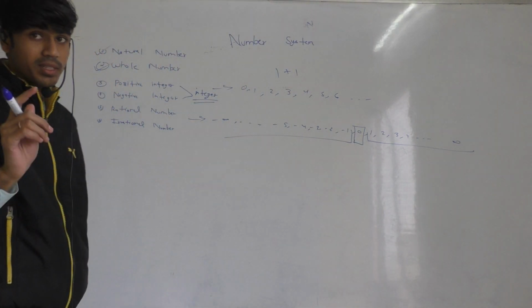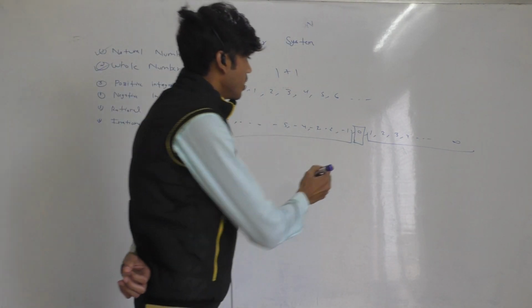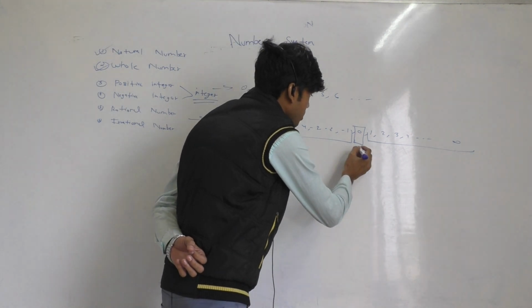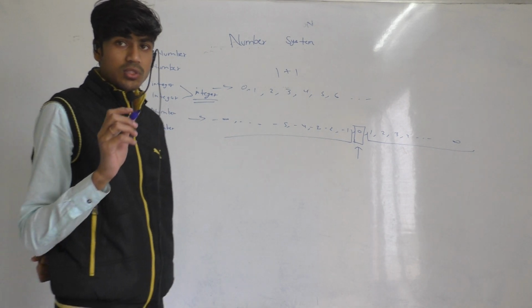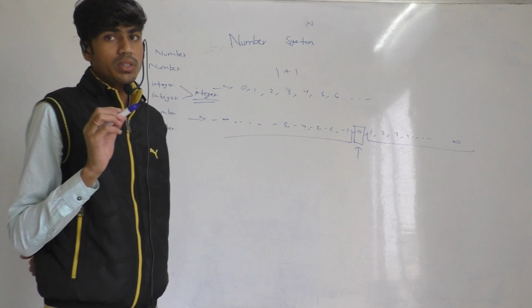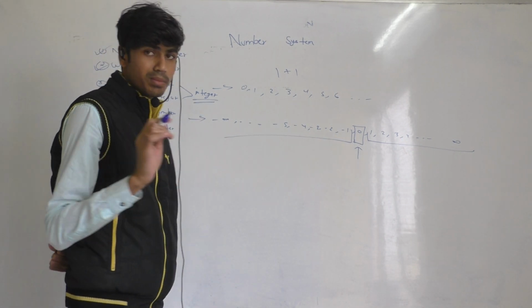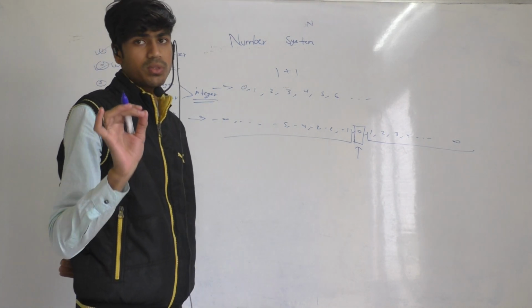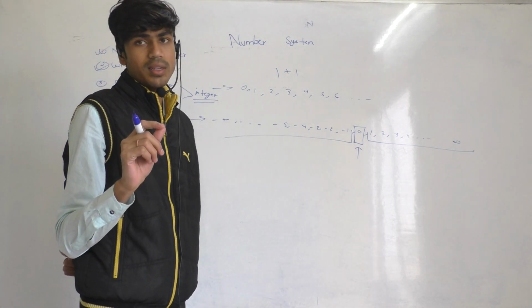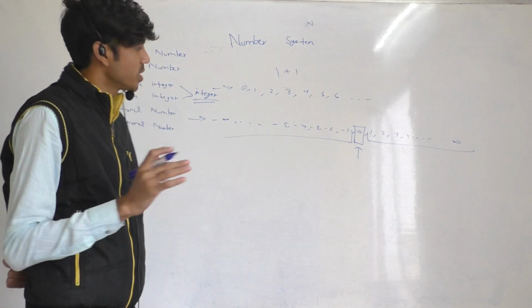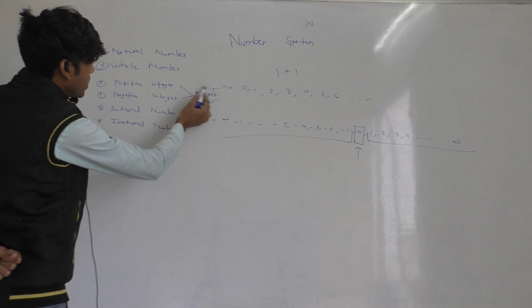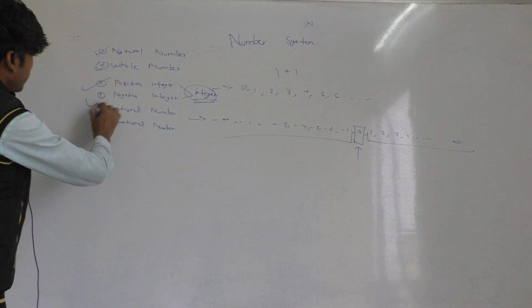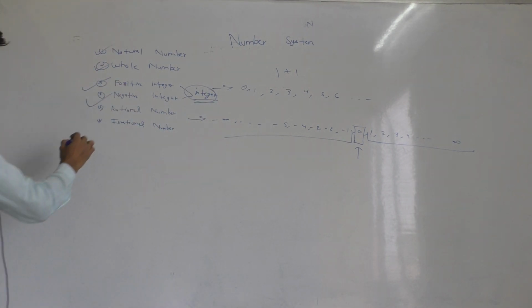Now there comes a very tricky question. Some person asks, what is 0? Is it a positive integer or negative integer? So our answer should be neither positive nor negative. It is not confirmed where we should include 0, either in positive or in negative. It is neutral.